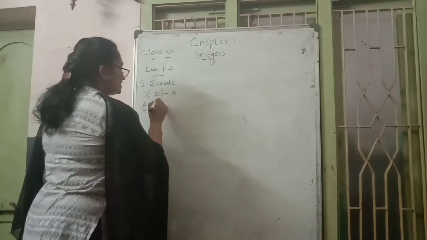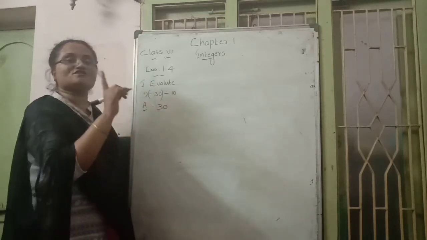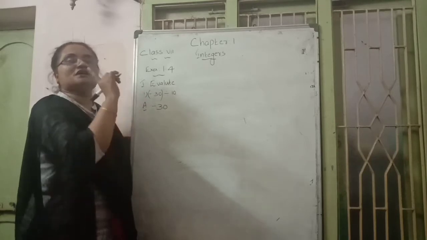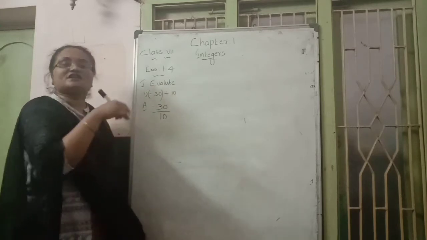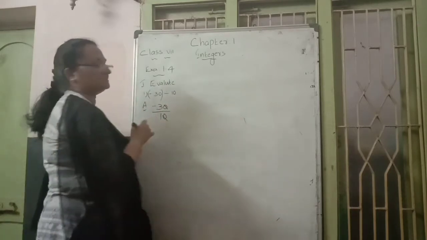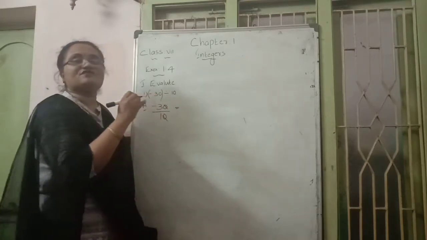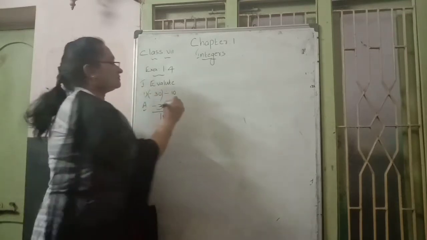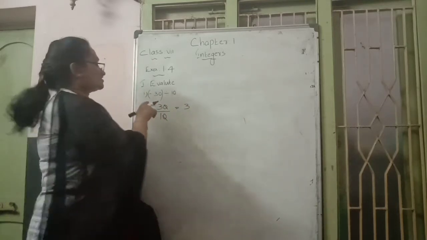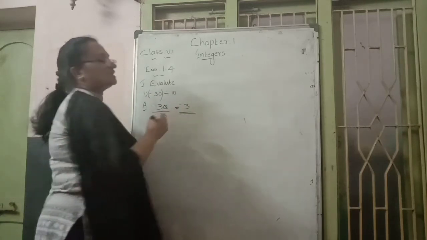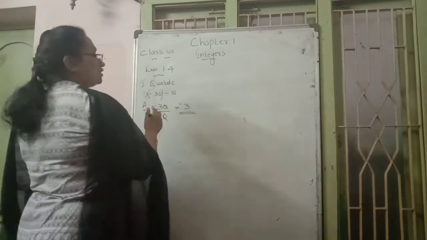Here the first number, minus 30, is our dividend. The first number, big or small, is written in the numerator, and the second number, the divisor, is written in the denominator. Zero and zero cancel. In the 1 table, 1 times 3 is 3, so the answer is 3. Since there is a minus sign, the answer becomes minus 3. I hope you can understand.